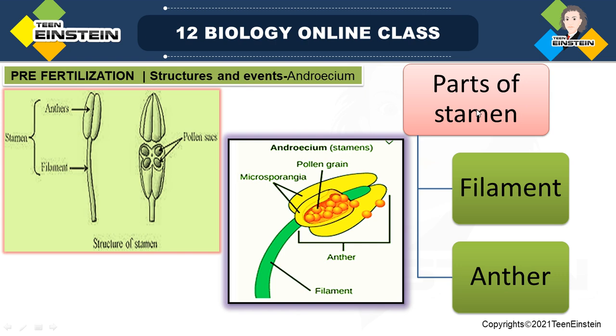So which are all the parts of a stamen? Filament and the anther, you can see here. The long, slender, stalk-like structure is the filament, and at the terminal position of the filament, you can see a structure which is bilobed, that is called the anther. Got it?